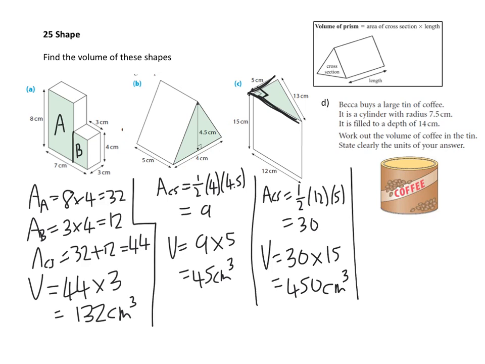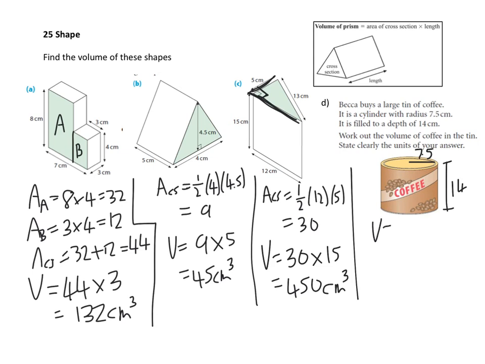Part D. Becca buys a large tin of coffee. It is a cylinder with radius 7.5 centimeters. Let's mark that on actually, 7.5. It is filled with a depth of 14. Work out the volume of the coffee in the tin.